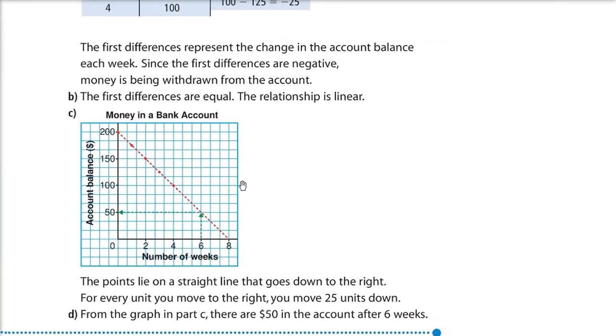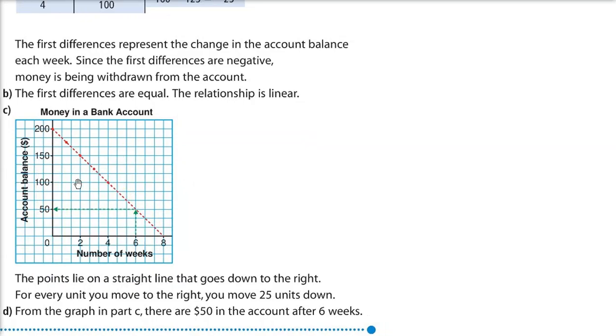And if you see the graph, there is $50 in the account after 6 weeks. So if this is 6, just take this up and take this parallel to the number of weeks. This is 50.